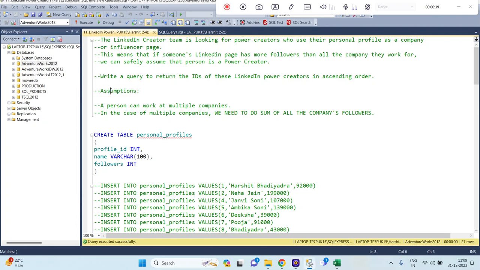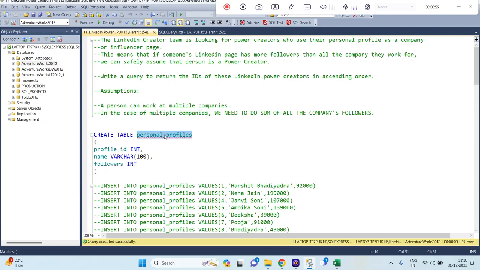Now, these are the assumptions that have been given. A person can work at multiple companies. In case of multiple companies, we need to sum the followers of all the companies. So here they have given us a total of three tables.